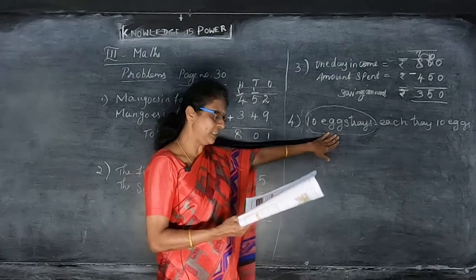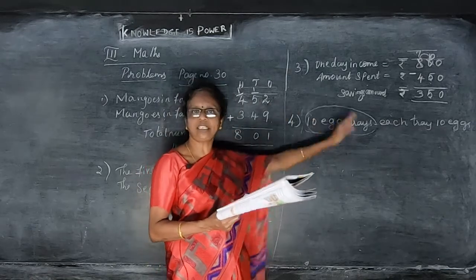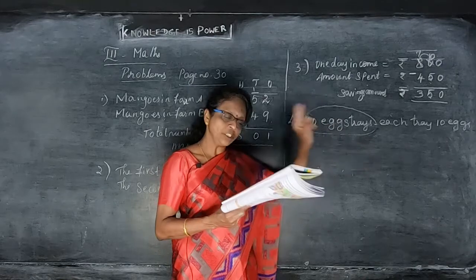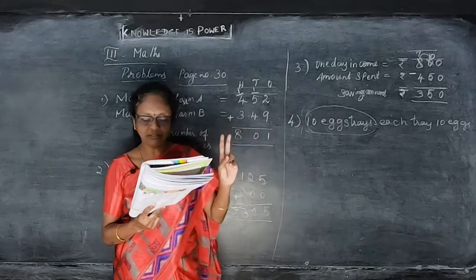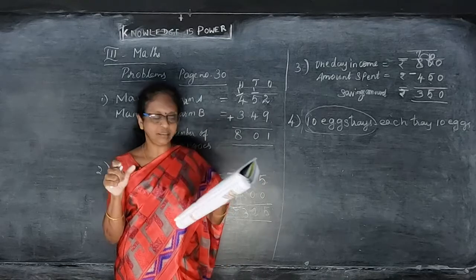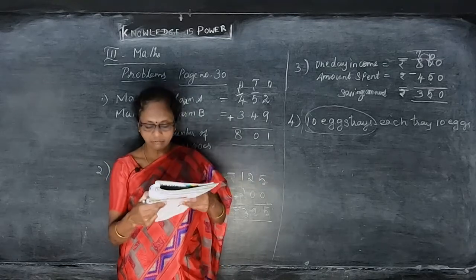So out of these 10 trays, 3 trays of eggs are sold, and found that 2 egg trays were rotten. Rotten means spoiled. Find the number of eggs remaining in Valavan's shop.